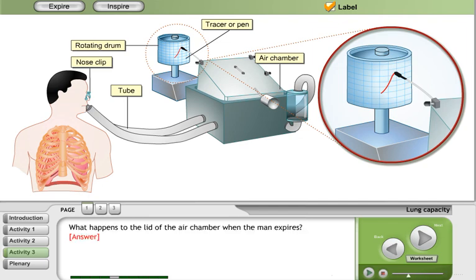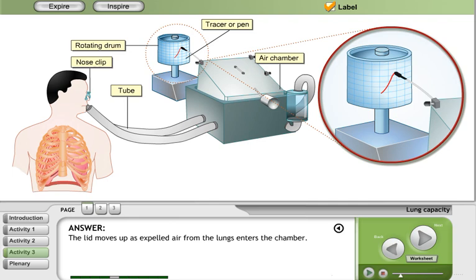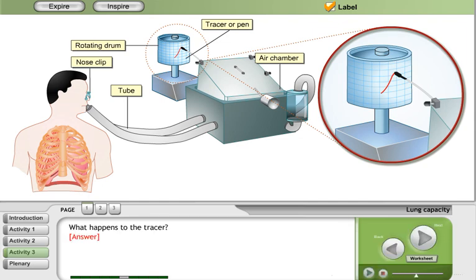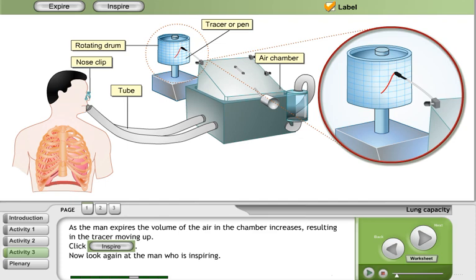What happens to the lid of the air chamber when the man expires? Answer: the lid moves up as expelled air from the lungs enters the chamber. What happens to the tracer? Answer: a pen traces a line upwards. As the man expires, the volume of the air in the chamber increases, resulting in the tracer moving up.